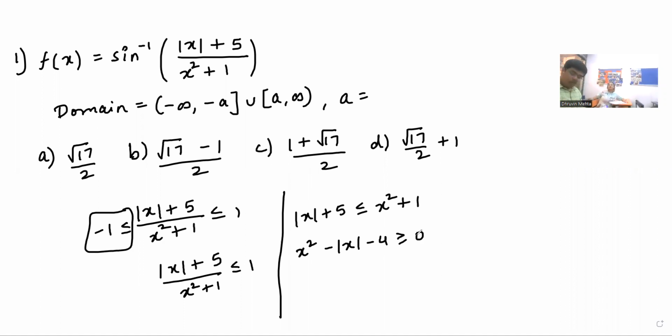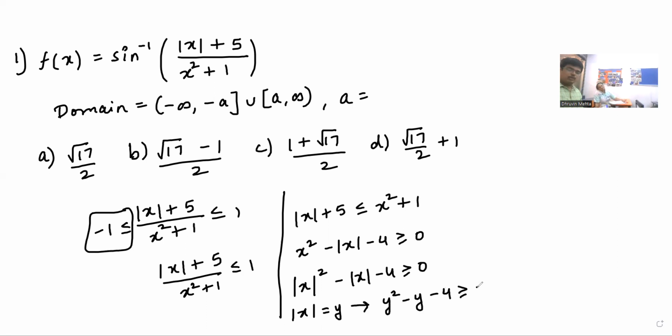We will not write mod x as normal x. In fact, we can write x square as mod x the whole square. Make sense? So what we'll do is I am taking mod x as, let's say, y. So now this becomes y square minus y minus 4 is greater than equal to 0. Now we have to solve this using the wavy curve method. But the problem is we can't factorize this, so we have to use the formula method.